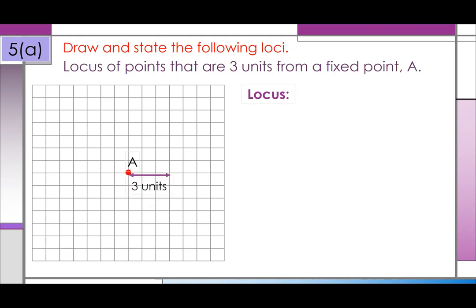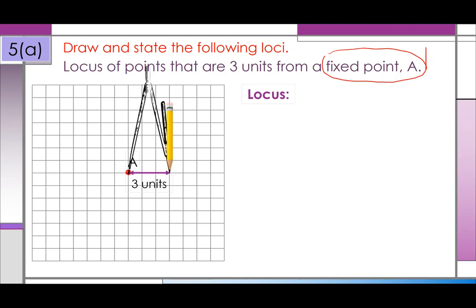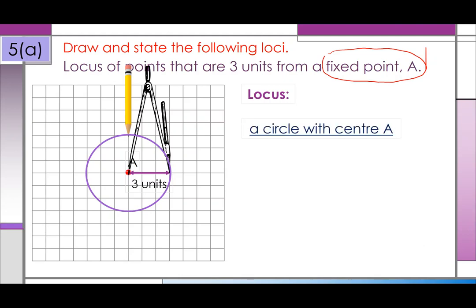So now we want to measure 3 units from one fixed point. So fixed point, we know that is a circle. So just use your compasses. 用一个圆规量着三 unit, okay, use a compasses, measure 3 units, and draw a circle. So, stack your locus. So, this is a circle with center A. The radius is 3 units.